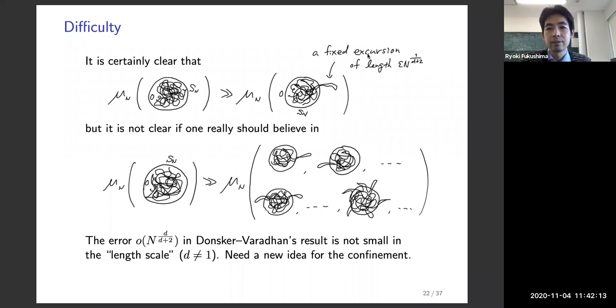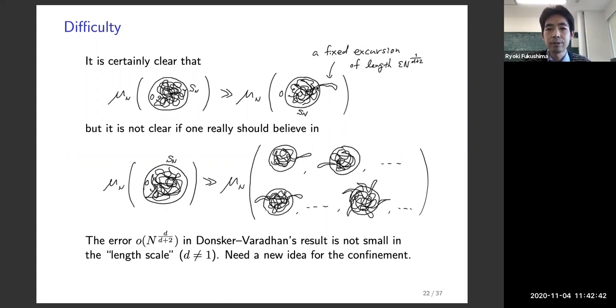If you fix the shape of the excursion, then of course it's very unlikely, or in other words, it's very costly to make this excursion. So it's not difficult to prove that this confinement strategy is better than this strategy. It is almost confined, but makes a fixed shape of excursion. This only costs you. So you have an extra cost and therefore it doesn't happen.